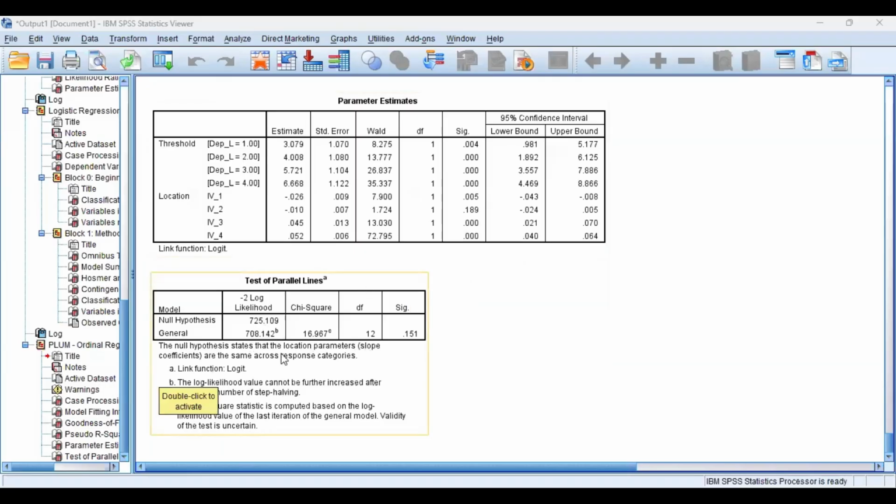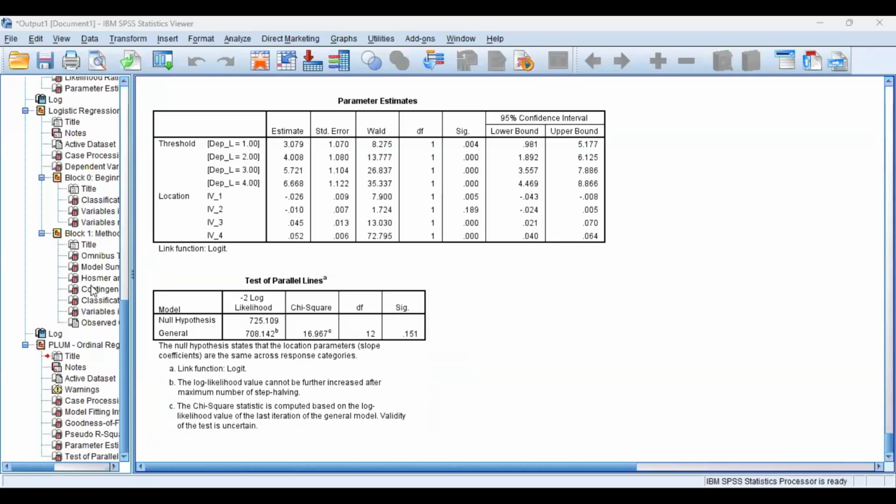And the last one, which you could actually check first, is about the assumption of parallel lines. So this table can help you test the assumption of parallel lines. And as I said, this is a unique assumption for this type of logistic regression, which is just ordinal logistic regression. So it's very simple to interpret. If it is significant, that means that this assumption is violated. If it is not significant, like here, that means that the assumption is met and we can confidently interpret our data. So what if it's significant?